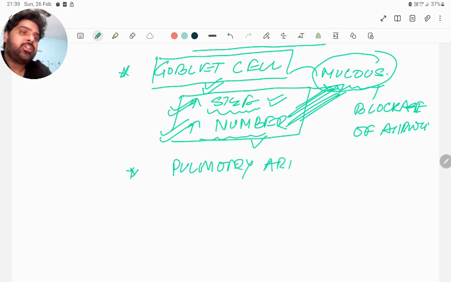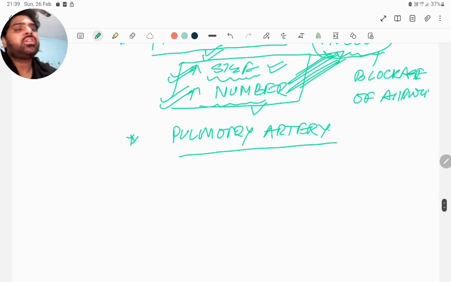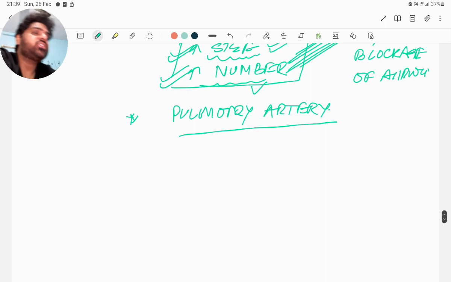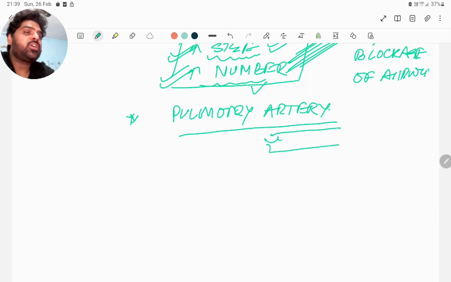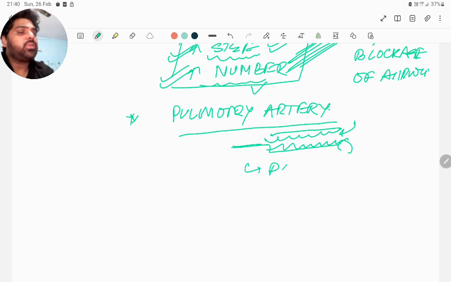Second is the pulmonary artery. It has been seen that in patients of COPD, because of different interleukins and cytokines, the endothelium of the pulmonary artery undergoes several changes, and there is an increase in resistance in the pulmonary artery for the blood flow. Therefore, there is development of pulmonary artery hypertension.